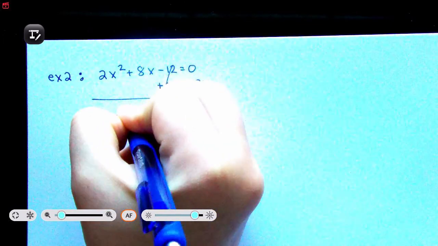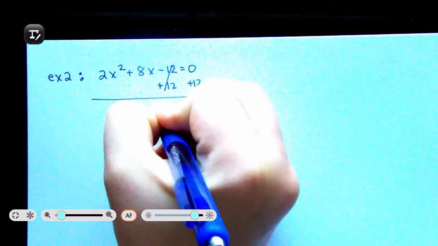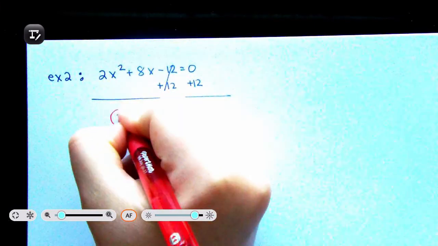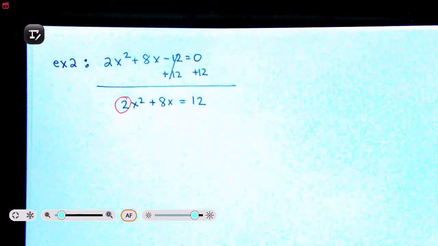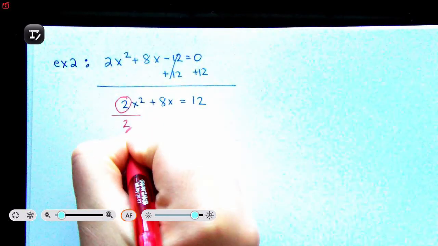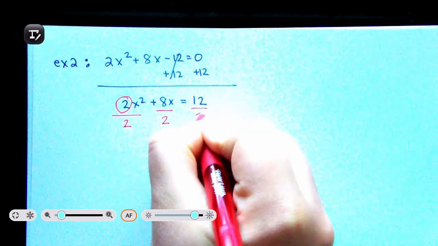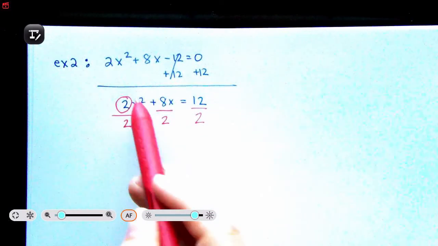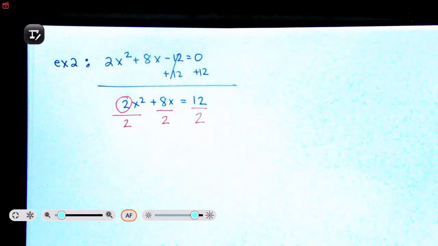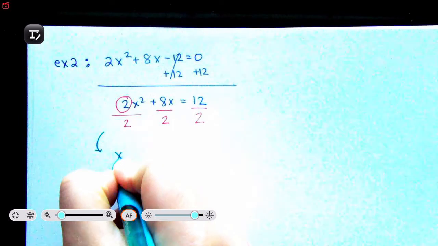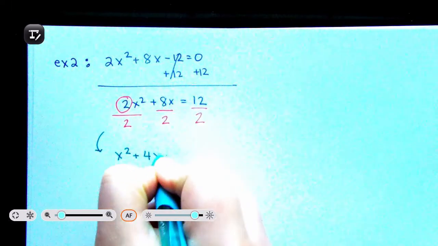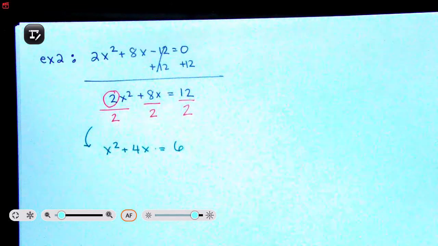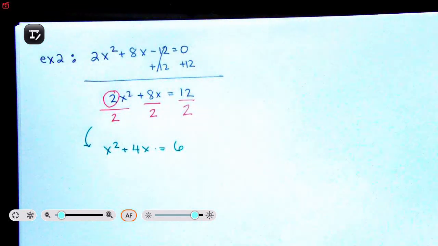So I have 2x squared plus 8x is equal to positive 12. Again, notice that I have this 2 out in front. Can't have it. So what I'm going to do is divide by 2 every single term. You can't just divide this section; you have to divide every single term. So then what do we have? We have x squared plus 4x is equal to 6. Now we get to continue with step number 2.